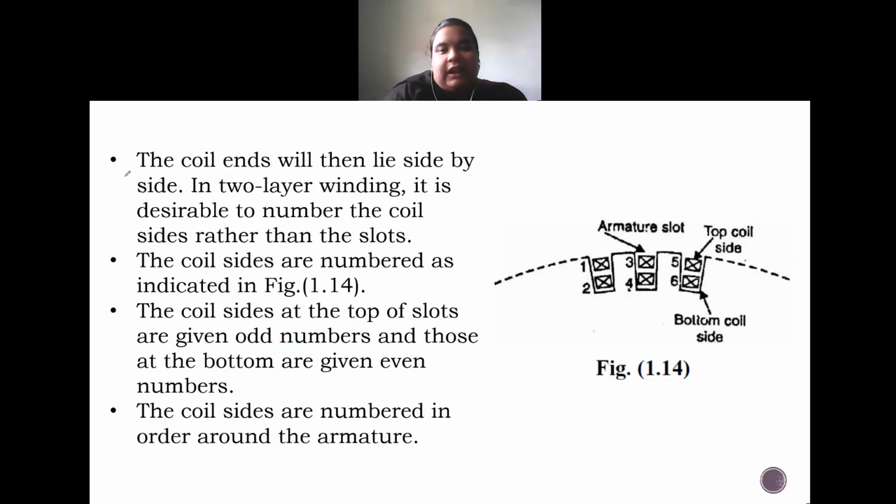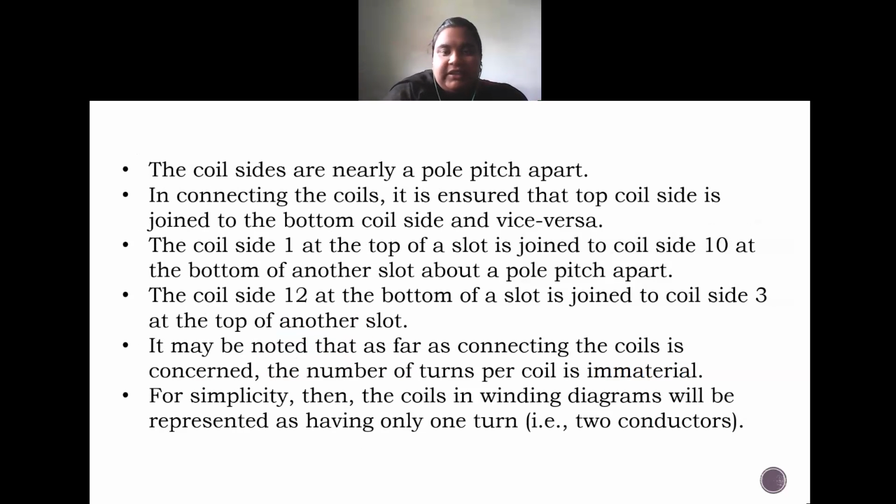The coil sides are nearly a pole pitch apart. So we need to make sure that the first side of the coil is under one pole's influence, and the other side of the coil is under another pole's influence. In connecting the coils, it is ensured that the top coil side is joined to the bottom coil side and vice versa. That is how we go for the connections.